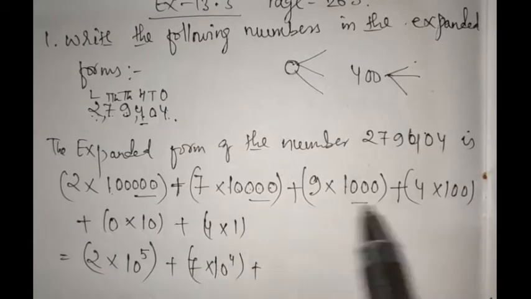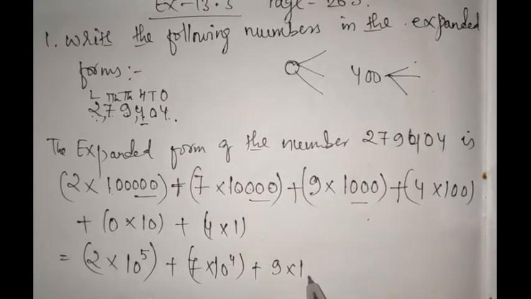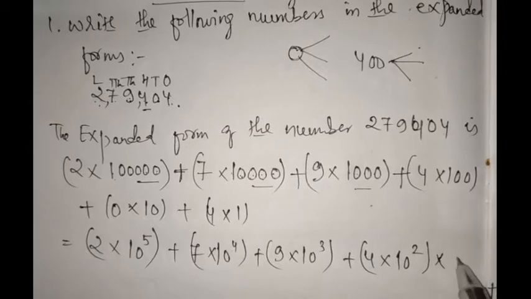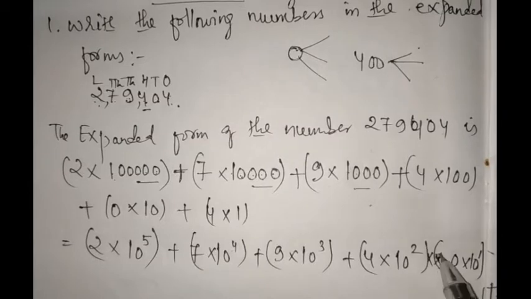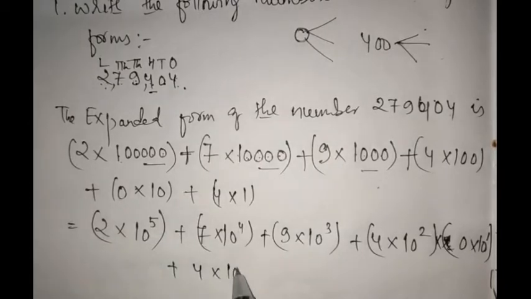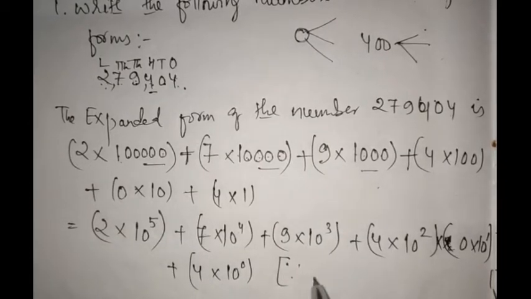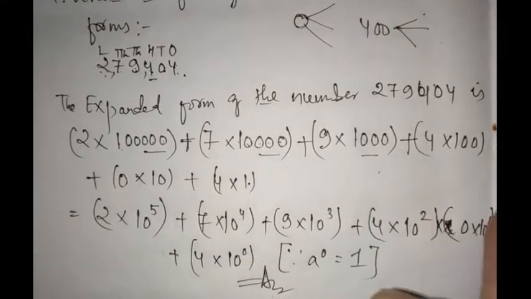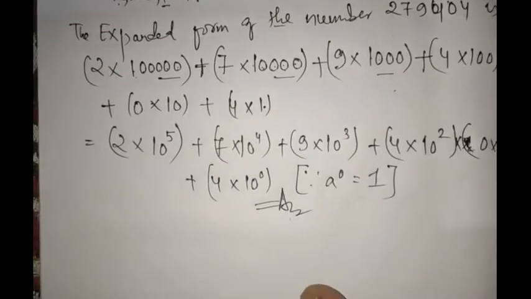So this number will now reduce again. In case of the 1000 position it is 10 cube, right? Plus in case of 100 you will write 10 square, isn't it? Now plus 0 into 10 to the power 1, isn't it? 0 into 10 to the power 1. Now next plus 4 into 1 can be written as 10 to the power 0, isn't it? Why? Since a to the power 0 is 1, so we can write 10 to the power 0 is 1. So use the concept now, okay? So in this way we can expand the number using the exponential form, okay? So let us now proceed to question number 2.